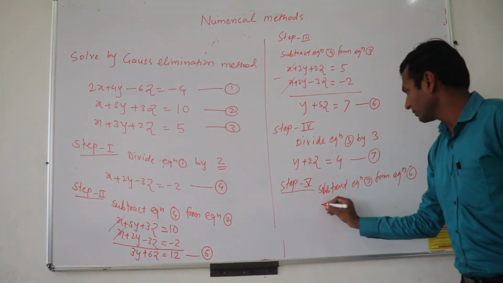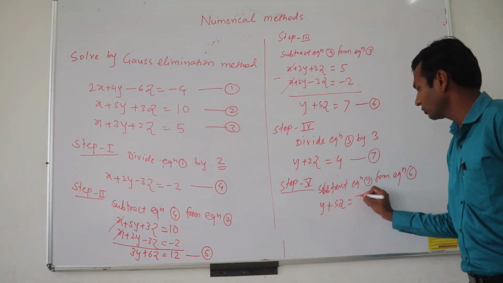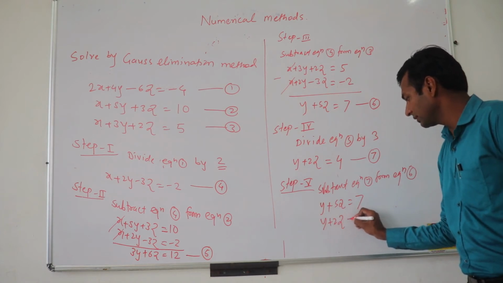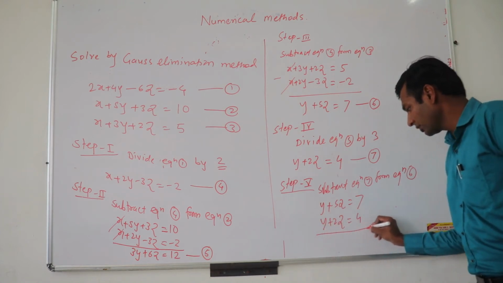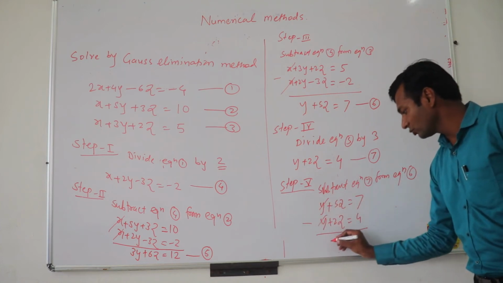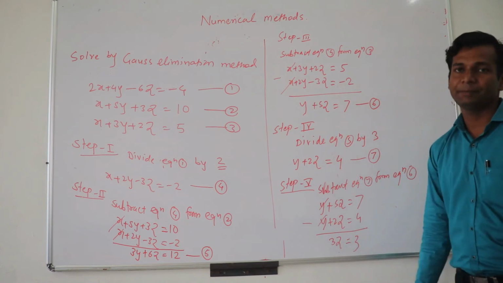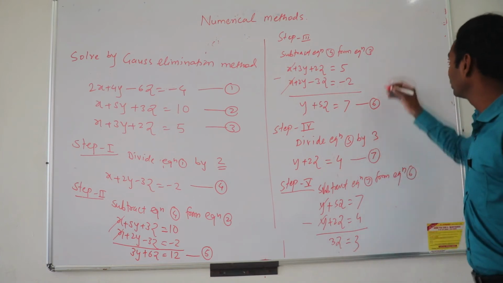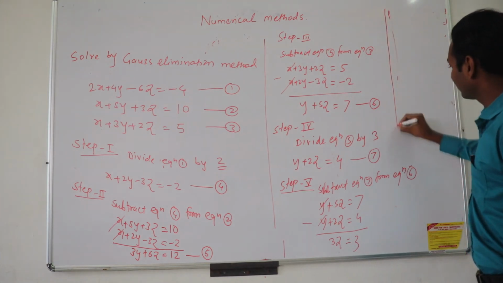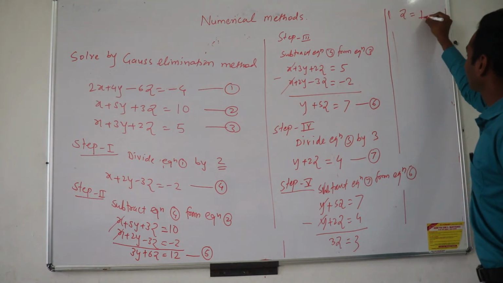Then I write first the equation number 6, y plus 5z is equal to 7, and equation number 7 is y plus 2z is equal to 4. So after subtracting, here y is eliminated. So 5z minus 2z becomes 3z, 7 minus 4 becomes 3. So you get 3z is equal to 3. So after dividing by 3, we get z is equal to 1.